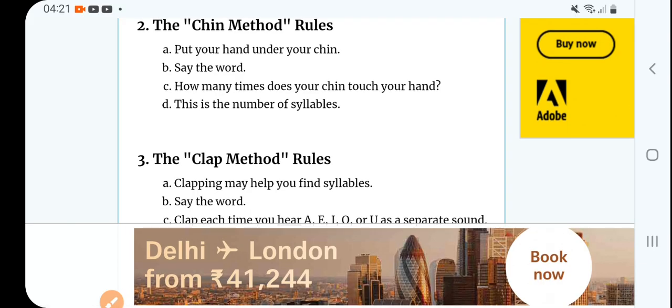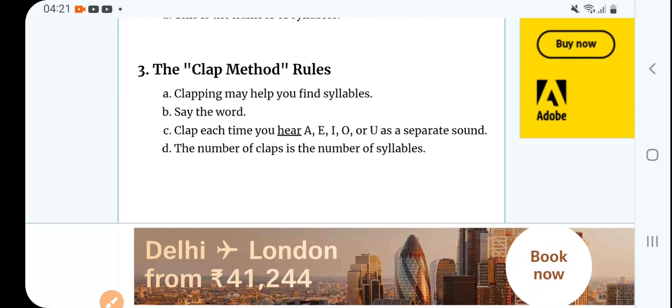Number two, the chin method. Put your hand under your chin, say the word, speak the word. How many times does your chin touch your hand? The number of times your chin comes down is the number of syllables. Suppose I say, a beautiful girl came to me. That's how many times our chin touches our hand. It's a very good method. That is called the chin method.